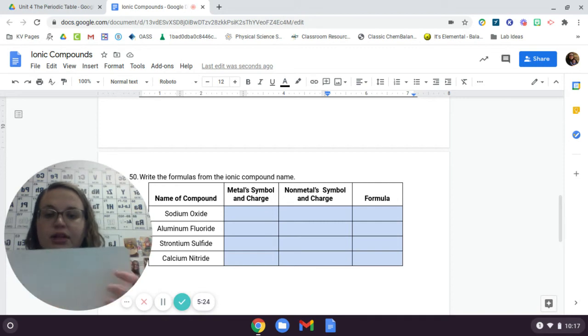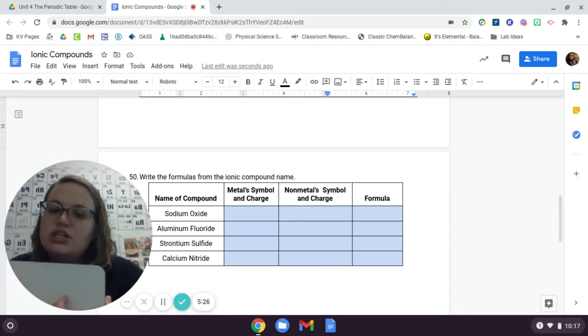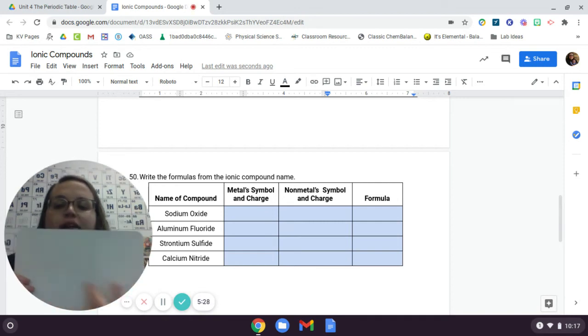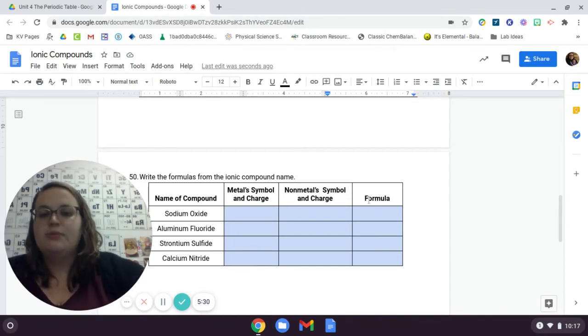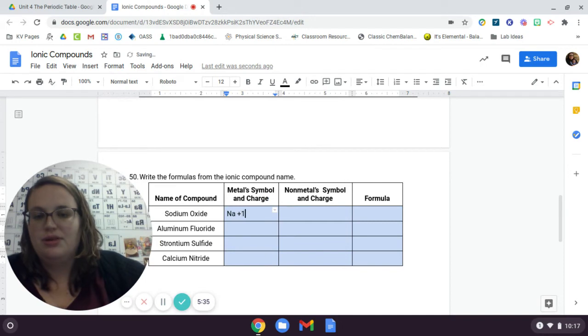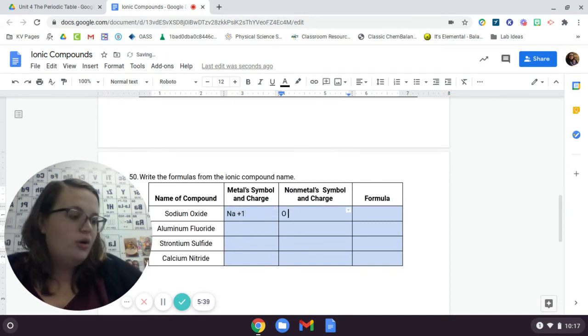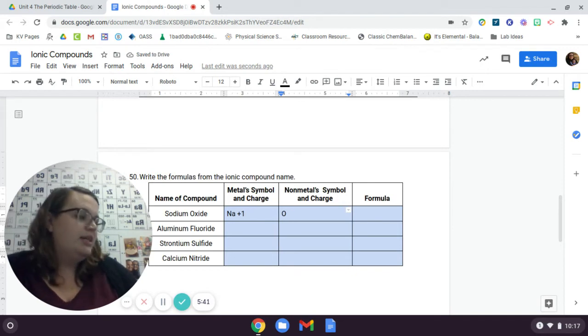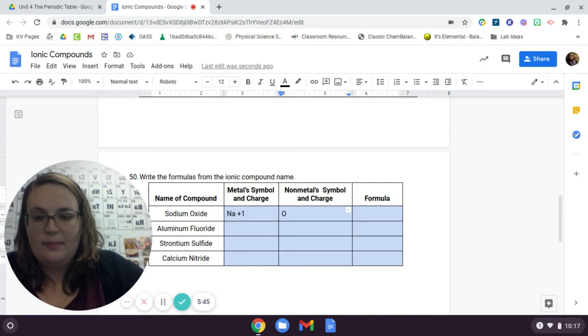All right, there we go. That's better. So now we're going to do the metal symbol and charge, non-metal symbol and charge, and then we'll crisscross to get the formula. So the first one we have is sodium. Sodium is Na. It's in group 1, so it has a +1. Oxygen is O. It's in group, I think, 16. It has a -2.